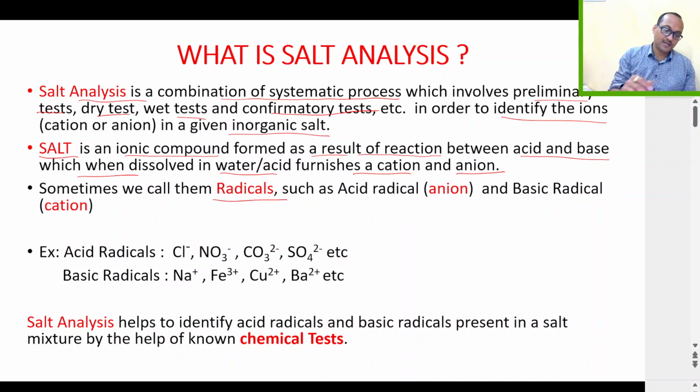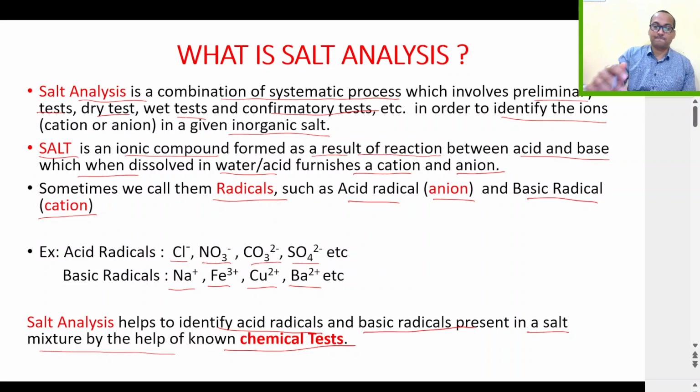Sometimes we call them radicals, such as acid radical, that is anion, and basic radical, that is cation. So examples of acid radicals are chloride, nitrate, carbonate, sulfate, etc. Similarly, basic radicals: sodium ion, ferric ion, cupric ion, and barium ion. So salt analysis helps to identify the acid radicals as well as basic radicals present in a salt mixture with the help of known chemical tests.